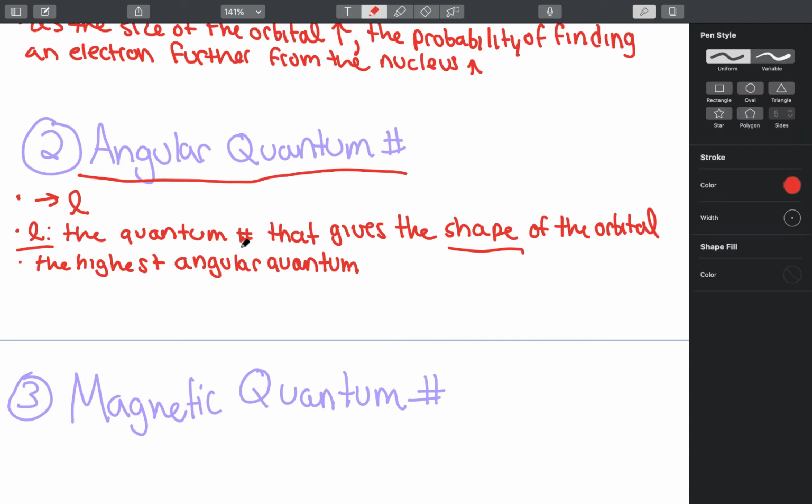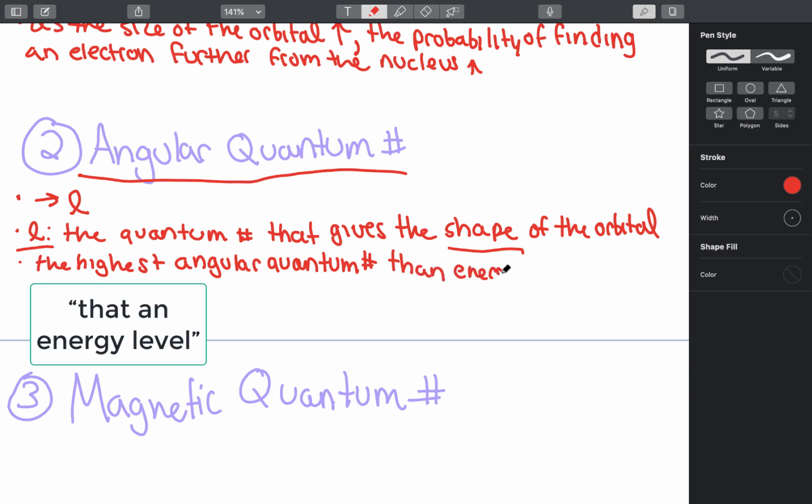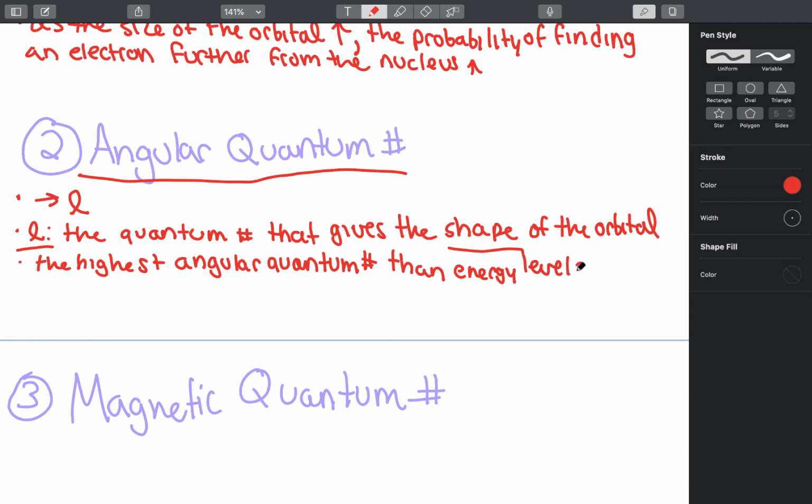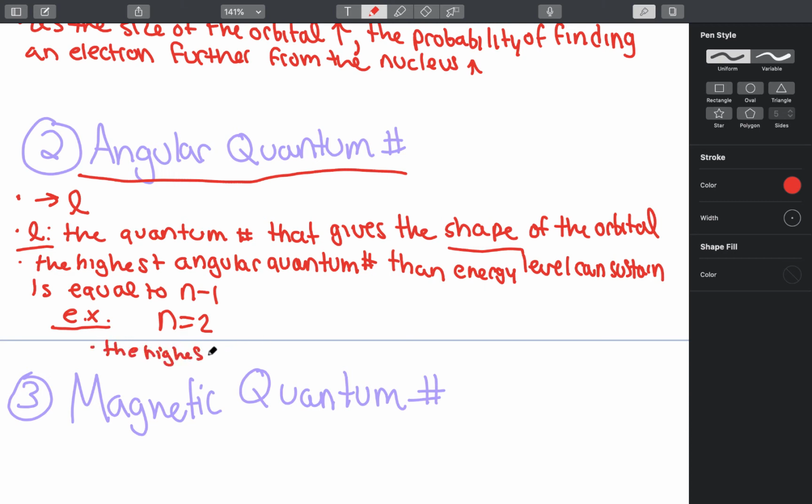So the highest angular quantum number that an energy level can sustain is equal to n minus 1. So for example, if you had an energy level equal to 2, so if your principal quantum number was equal to 2, the highest angular quantum number you could have is 2 minus 1, which is equal to 1.